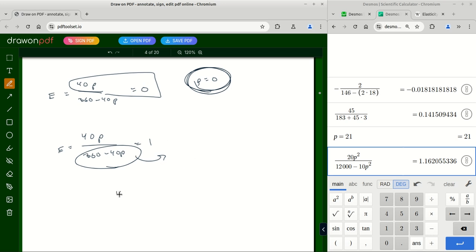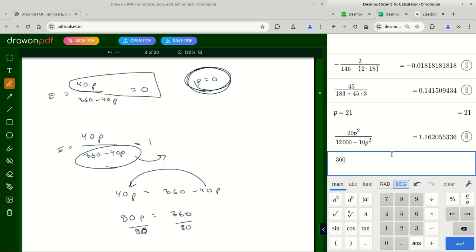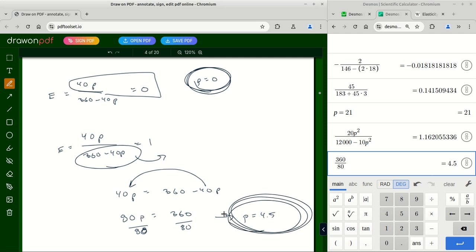So moving this over, I got 40p. That's a p right there. I'm going to move this over, and they do not cancel. They combine because you're adding 40 to both sides. 40 plus 40 is 80. Divide by the 80. That's why I have Desmos up. So p is equal to 4.5. This is another one of the answers.